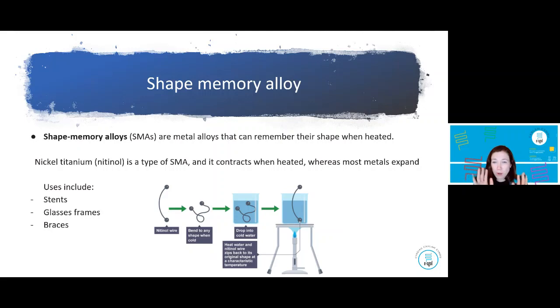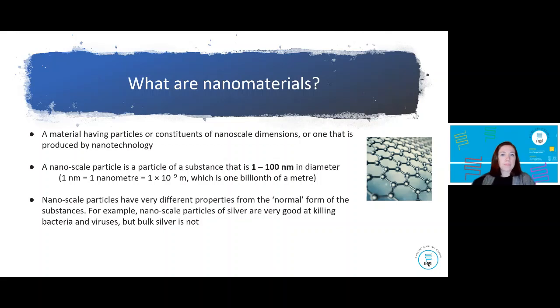Now, please just don't try this with any glasses frames, or you might be in trouble when you realise they're not made of a shape memory alloy. And braces, the same, okay? So again, similar use. Okay, we're going to move on now to nanomaterials, okay?